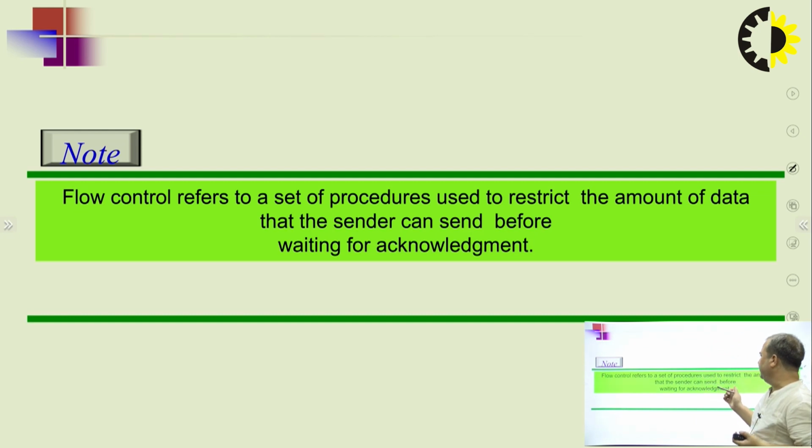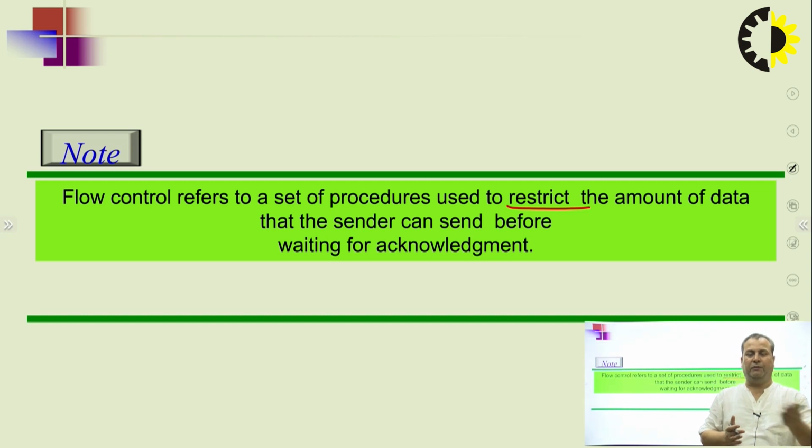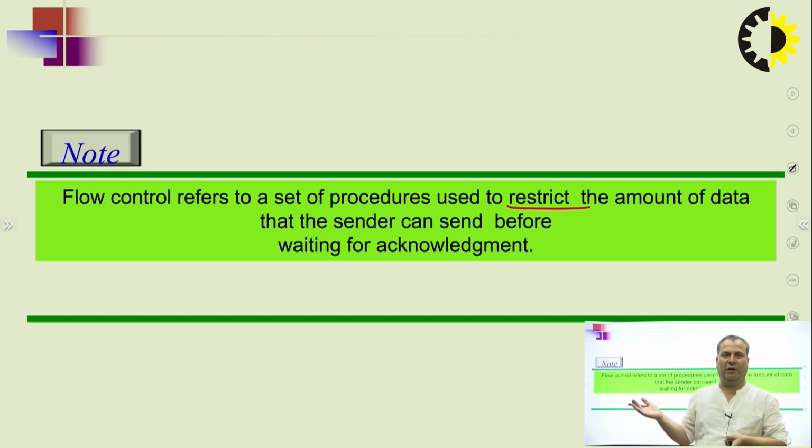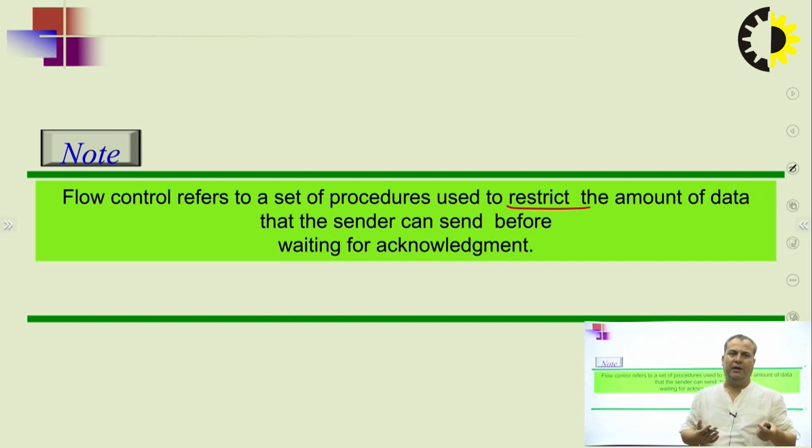So this is the definition. Flow control refers to a set of procedures used to restrict the amount of data that the sender can send before waiting for acknowledgement. How could the sender restrict it, and why would it restrict? Because the receiver is slower compared to the sender. If one is faster and the second is slower, there will be a mismatch, and synchronizing them could be done by this technique.